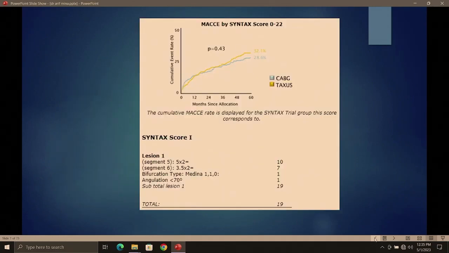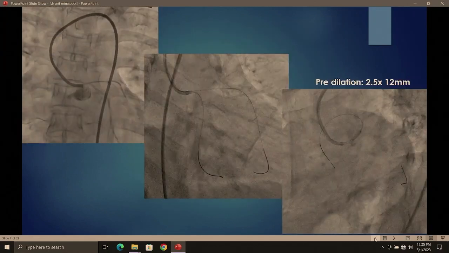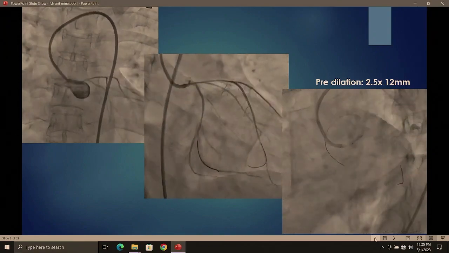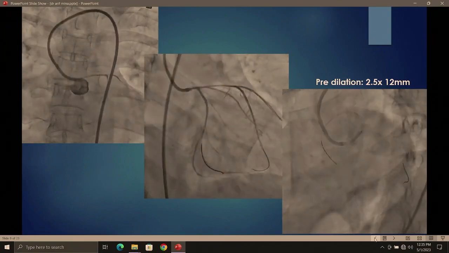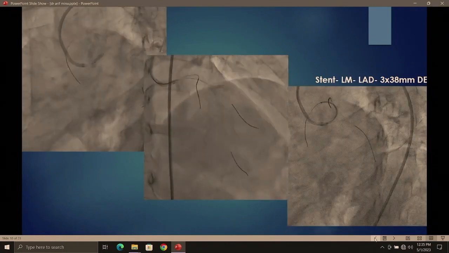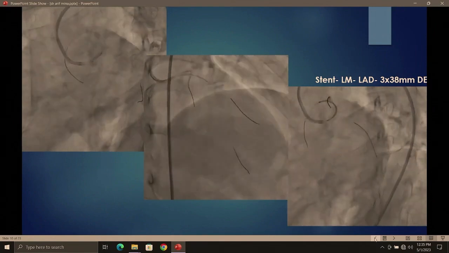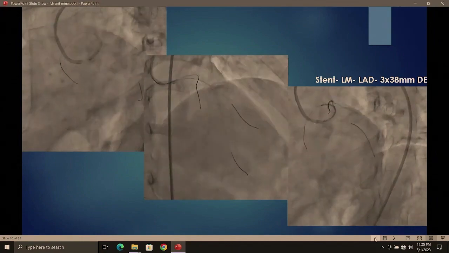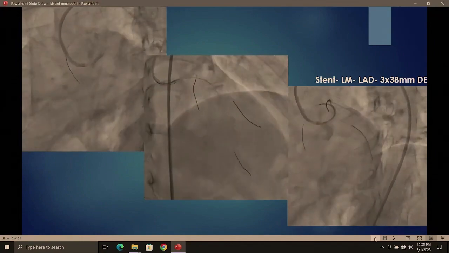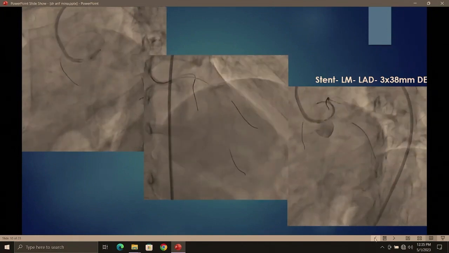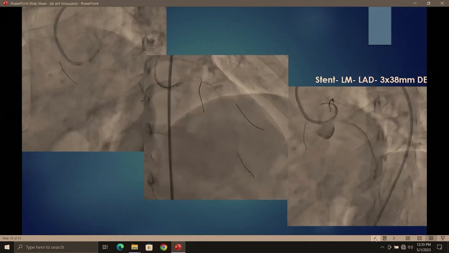Her SYNTAX score was 19. We planned for PCI. We took a 6 Fr EBU guide. Initially, we wired the LCx and LAD. Predilation was done with a 2.5 x 12 mm balloon in the left main and LAD proximal segments. After predilation, we took a 3 x 38 mm stent covering the proximal segment of the LAD, crossing over the LCx. Considering all aspects, we planned a single stent strategy, as we thought there was no significant lesion in the LCx ostium.